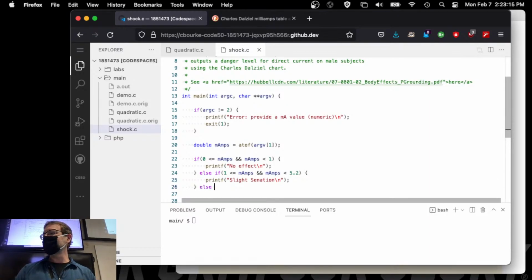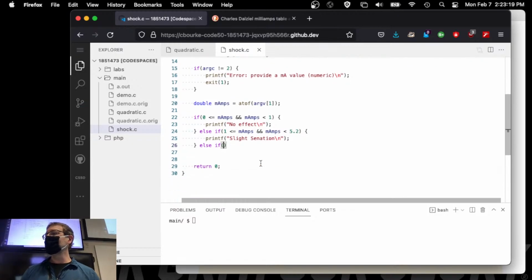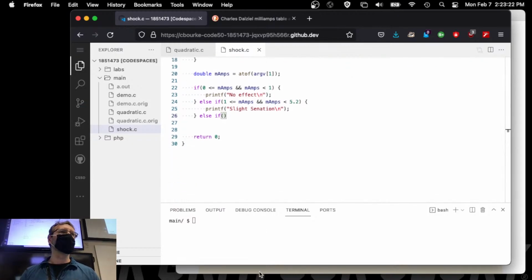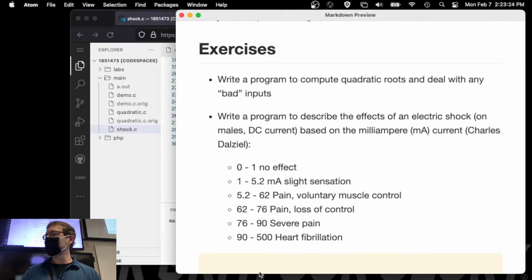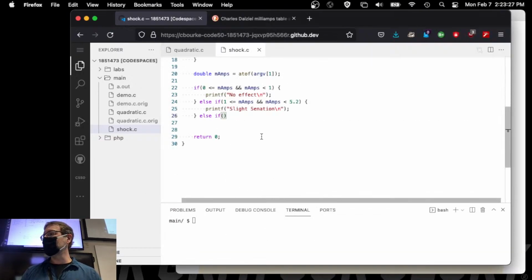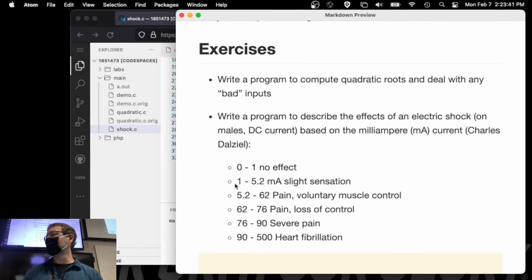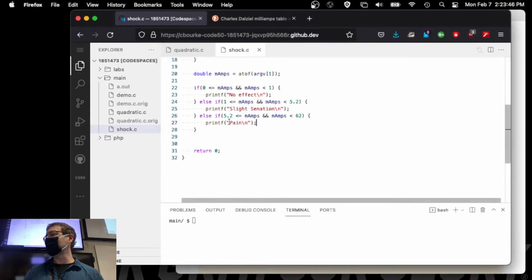Else if... But before I go on, is there a way that we could optimize this code a little bit, or simplify this code? Remember it's 5.2, so 62. The 5.2 is less than or equal to mamps, and mamps is less than 62. Printf, pain, or painful, or whatever. I'll cut and paste this as a string, because there's a difference between pain where you have muscle control and where you don't.